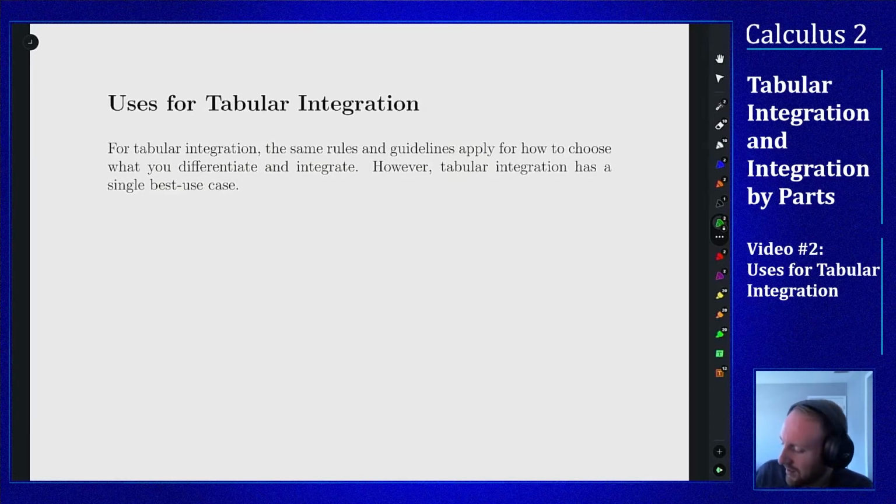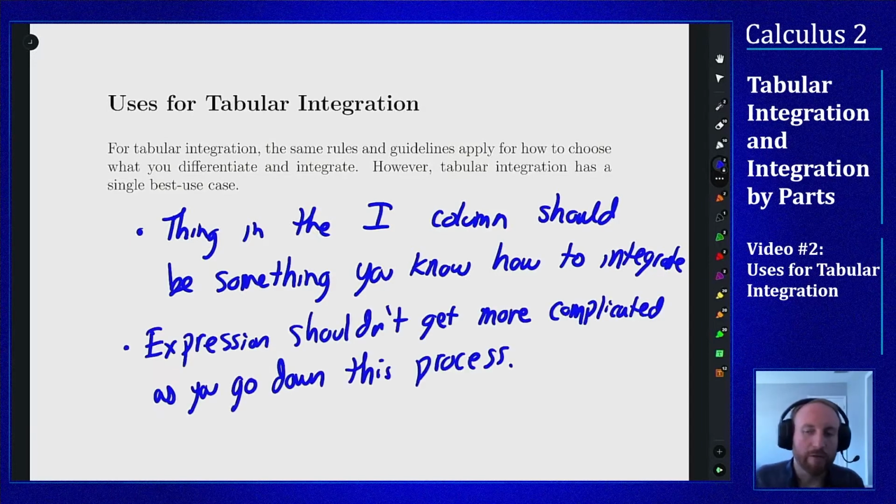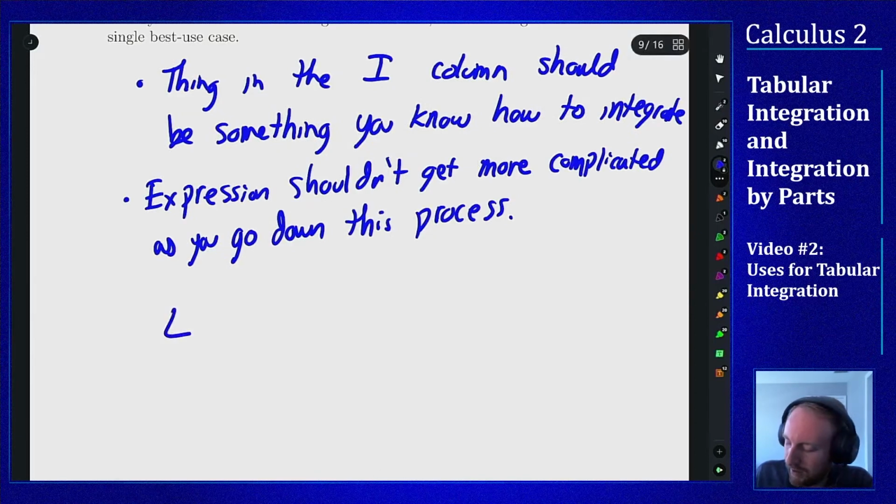The points being: the thing in the I column you're integrating should be something you know how to integrate, and the overall expression shouldn't get more complicated as you go down this process. The main rule of thumb that I have seen over several years of doing this class for how you choose your differentiation column, or your U variable in integration by parts, is the acronym LIATE for how you choose U.